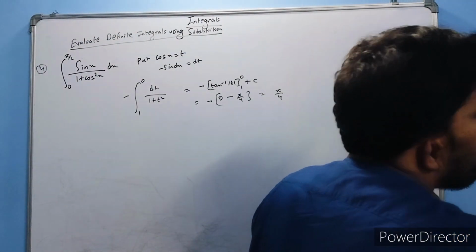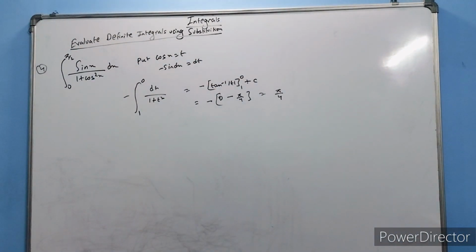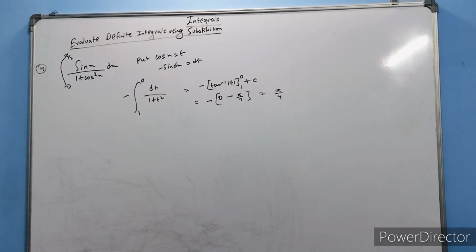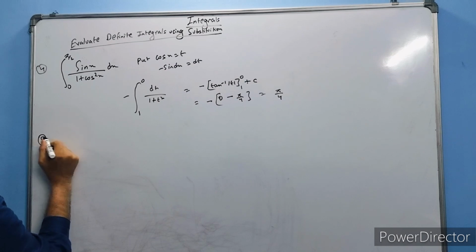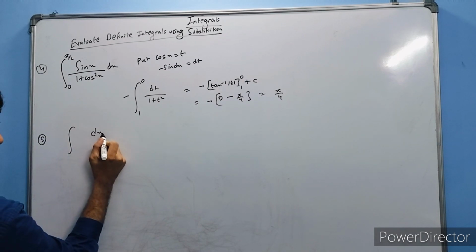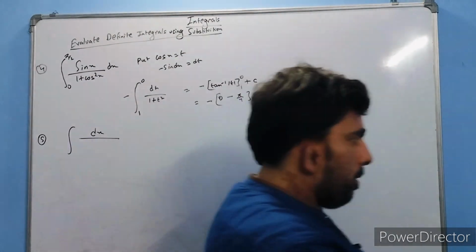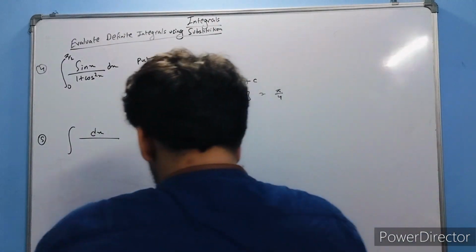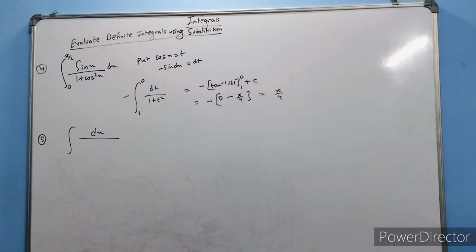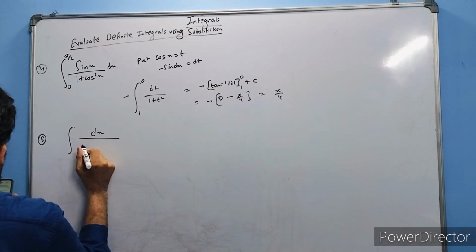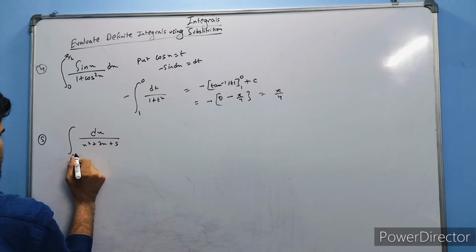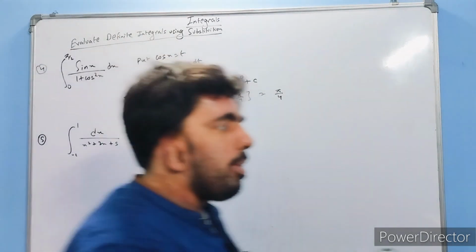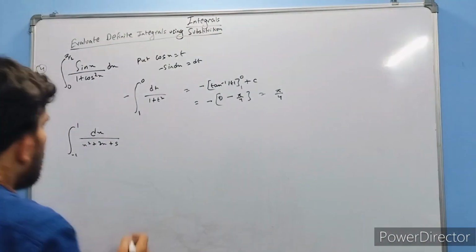Now we'll move to the 5th one. Now we'll try to solve the next numerical they have given, that is dx upon x square plus 2x plus 5, and we have the limits minus 1 to 1. Now they have given the limit also. Now let us try to solve it.